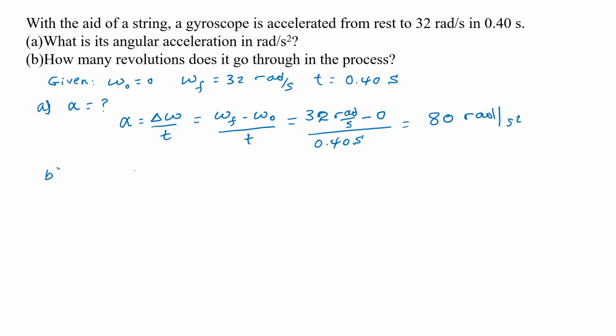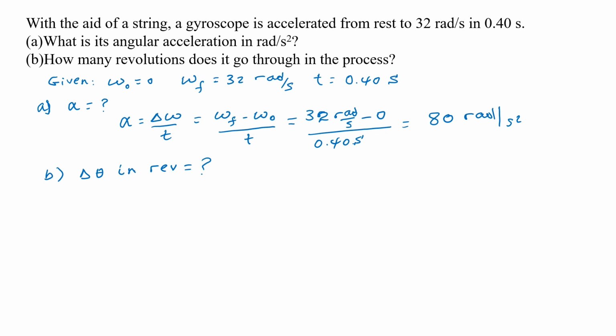B. How many revolutions does it go through in this process? And that's basically asking delta theta, but in revolution. So now here we have three options. We can use delta theta is equal to omega naught t plus half alpha t squared. We can also use omega f squared minus omega naught squared divided by 2 alpha.